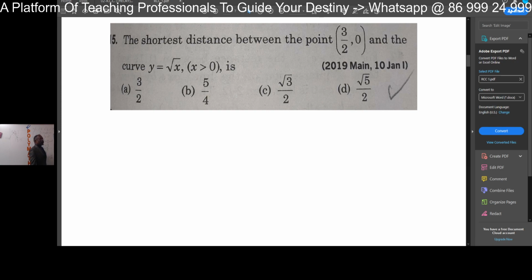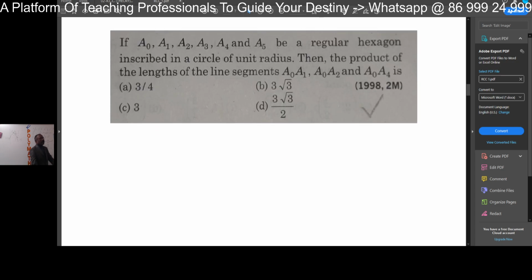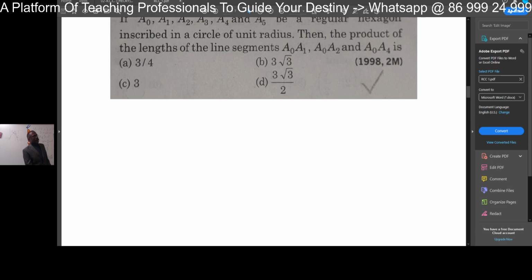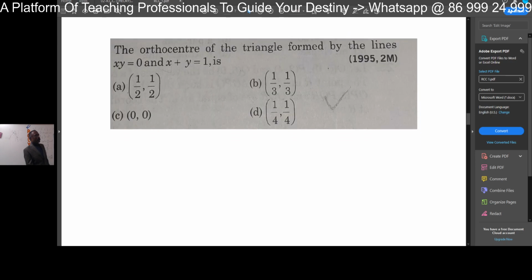So here you said the answer is root 5 by 2. Okay. Next question. This is related to the properties of triangles. The hexagon is to be constructed and then it is to be solved. We will see that in the next session. And let us see some simple questions.